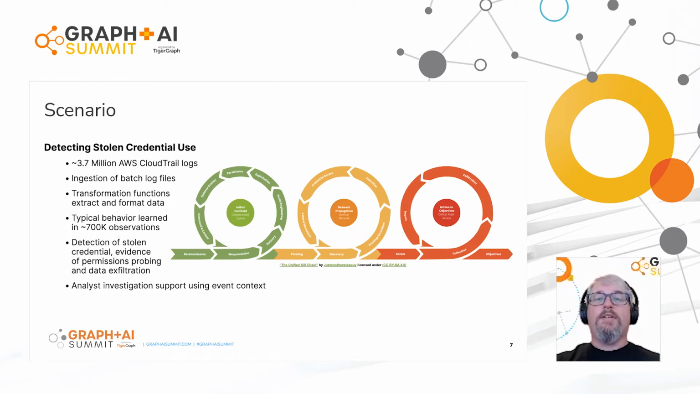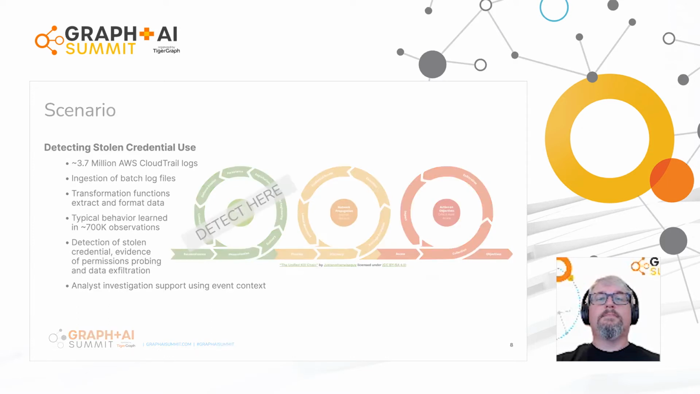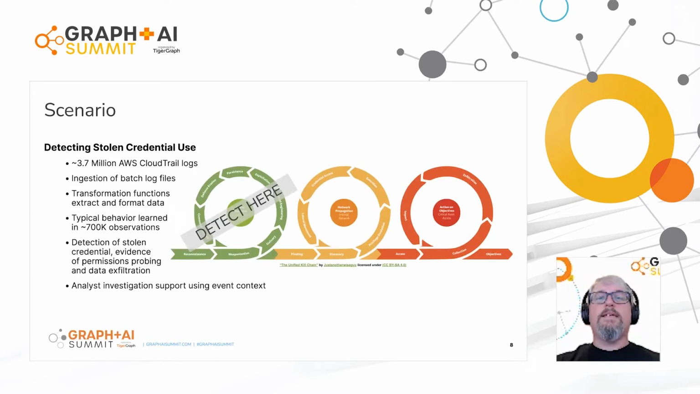Using the unified kill chain framework, we will identify each phase of the attack. The initial foothold stage, where the attacker is testing the credentials that they have, the network propagation phase, where the attacker probes the permissions the credential has, and the action on objective phase, where in our case, the attacker copies out data that they should not have access to. Our goal is to detect the threat during the initial foothold phase.